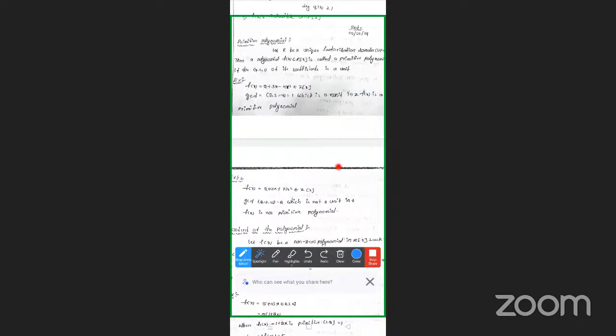So a primitive polynomial is nothing but: the GCD of all coefficients in the polynomial is equal to 1. Then we can say that the polynomial is a primitive polynomial. Otherwise the polynomial is not a primitive polynomial. So next, content of a polynomial.